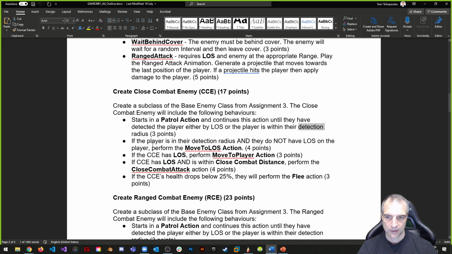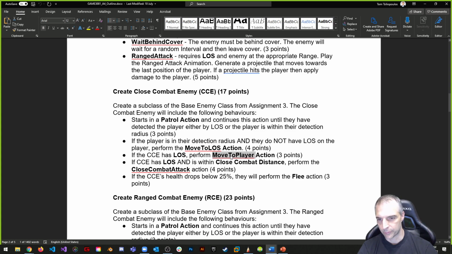The next one is if the player is in my detection radius and I do not have line of sight. So I don't have line of sight, no, but I am in detection radius. Then I want to move to line of sight. That is an action. That's the leaf that I'm going to take, the action I'm going to perform. What if the player has line of sight? Yes, I do have line of sight. Then I'm going to move to the player. I'm going to move closer to the player. That's what's going to happen.